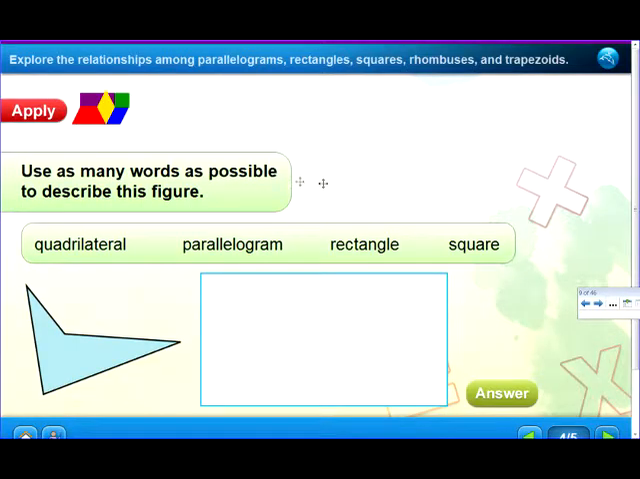One of your questions on your assignment tonight will be asking you to describe all the ways that shapes are shapes. Is it a quadrilateral? It has 4 sides. Is it a parallelogram? No. Is it a rectangle? Definitely not. Is it a square? No. Our answer is a quadrilateral. So you have to use as many words as possible to describe that figure, and you'll see different figures and you'll have to describe them, and yes, you have to write down all of them that fit that shape.